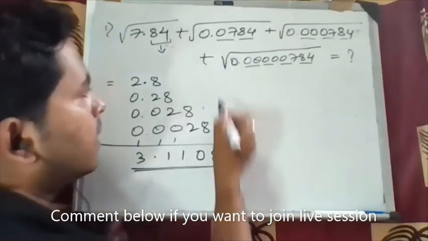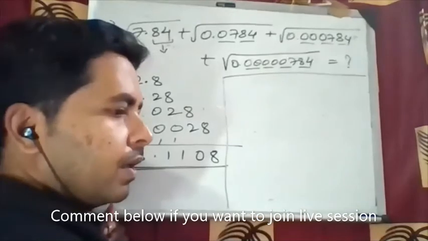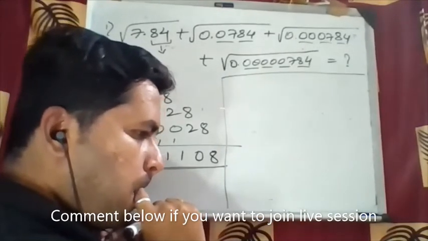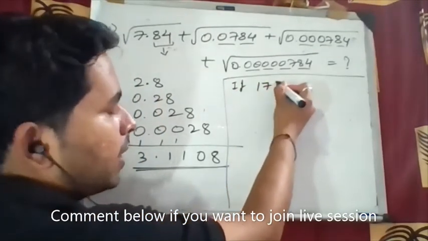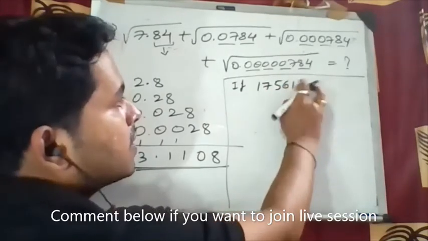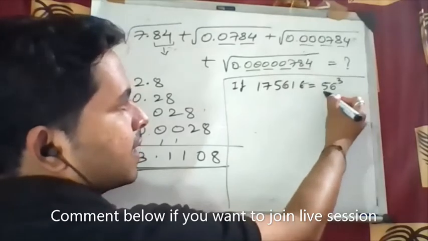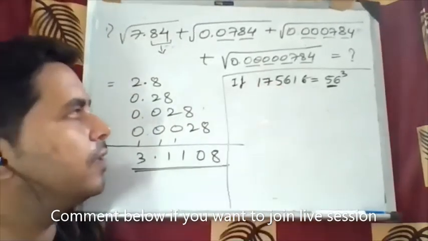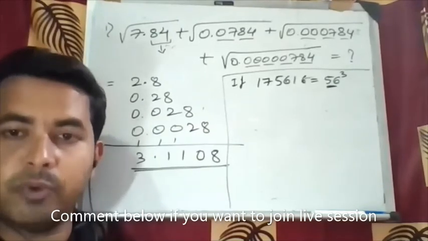So here, try this now. Sometimes they'll give a question like: if 175616 is the cube value of 56, what will 56 raised to cube be? It will be 175616. 56 raised to 3, or 56 cube value.